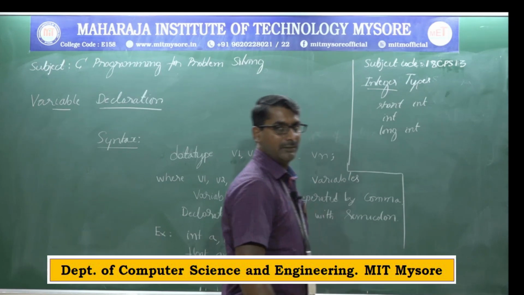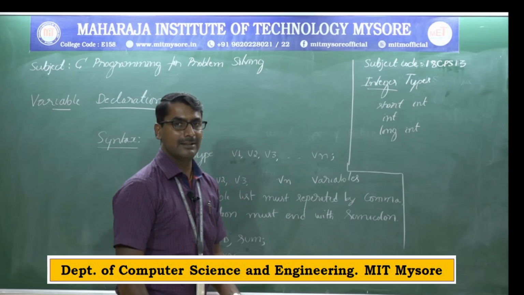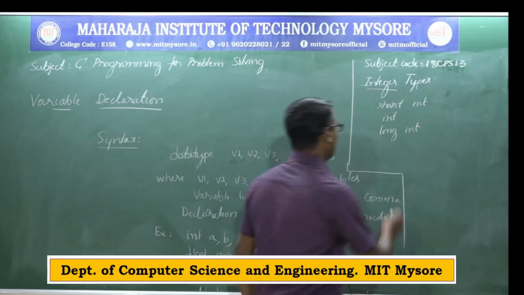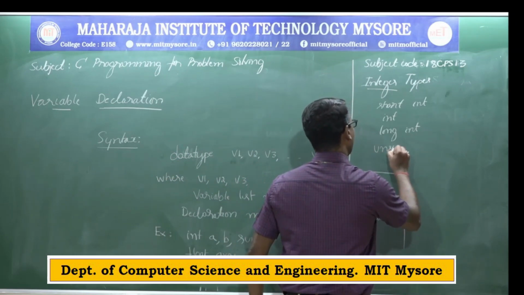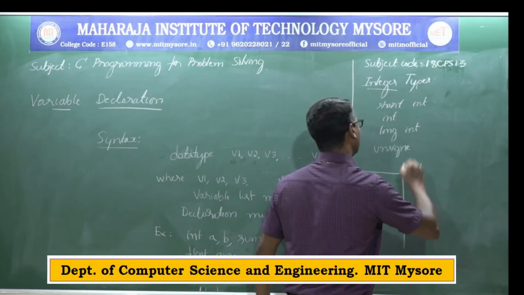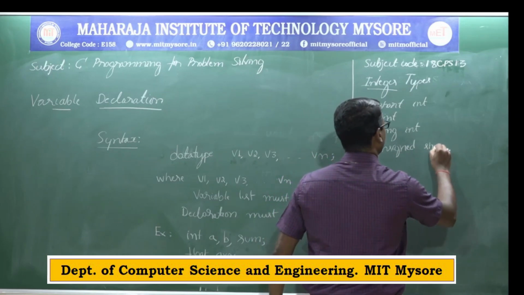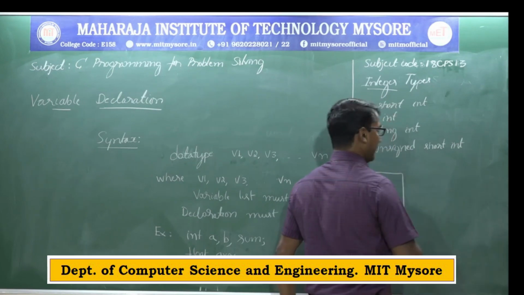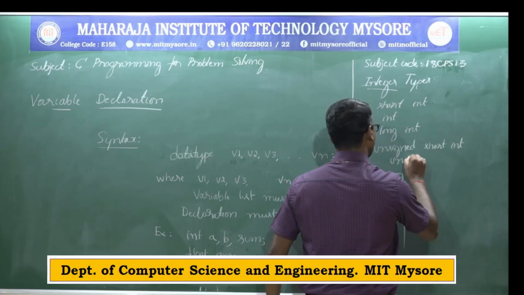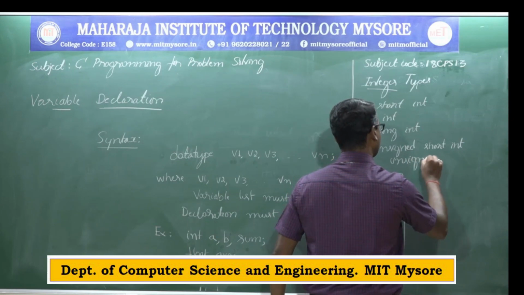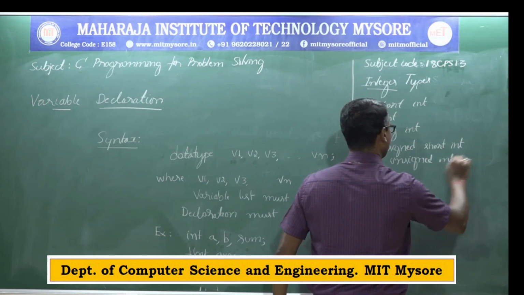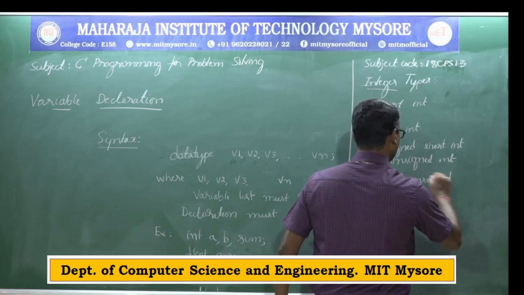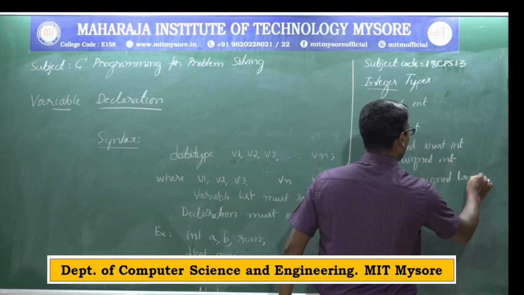If you want to declare unsigned short int, unsigned long int and unsigned int, we use the keyword unsigned: unsigned short int, unsigned int, unsigned long int.